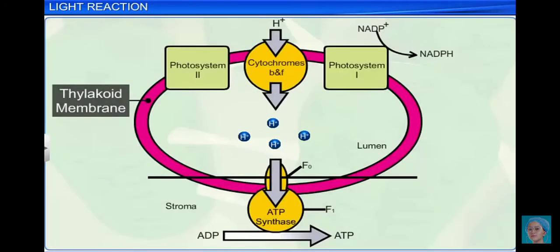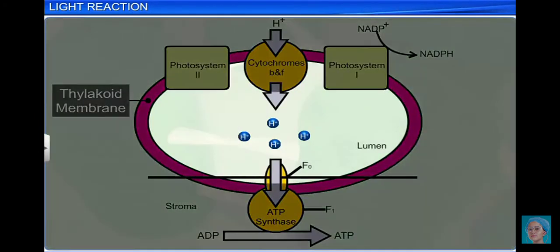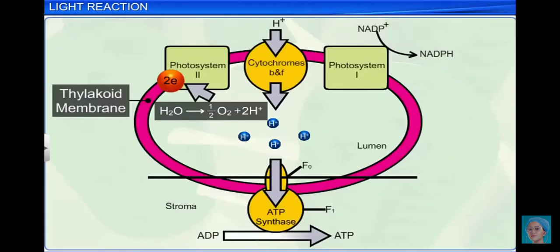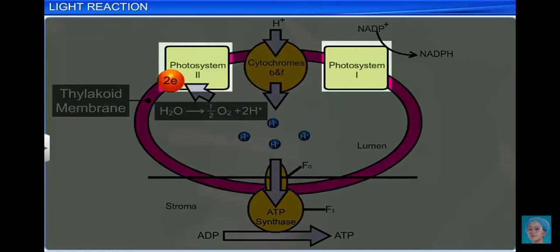Water splitting takes place on the inner side of the membrane, producing protons, or hydrogen ions, that accumulate within the lumen of the thylakoid. The movement of electrons to photosystems enables the movement of protons across the membrane.